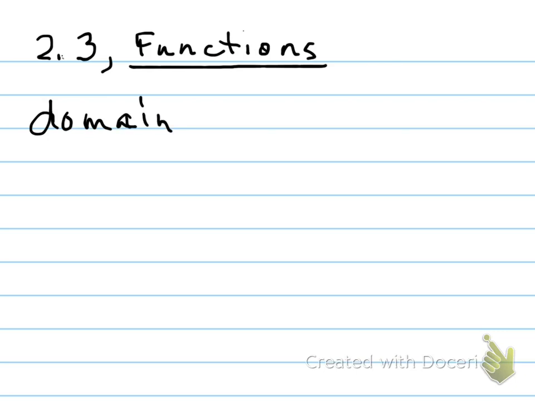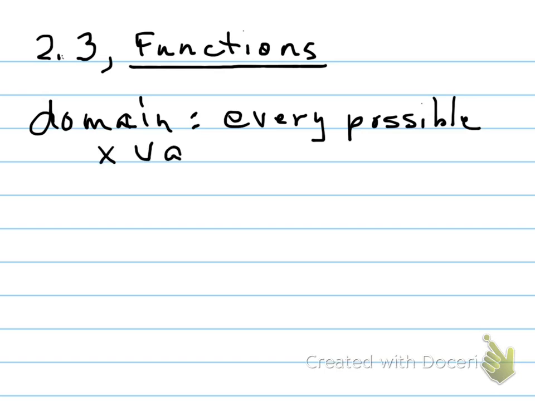Now, the domain of a function is very easy. The domain of a function simply means every possible x value. So in other words, any x that would satisfy the function that you're working with. Now remember that we worked with equations. We said that satisfy meant that if a number satisfied it, it made it true. So this is all of the x's that make the function true.